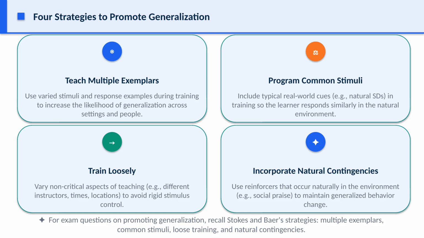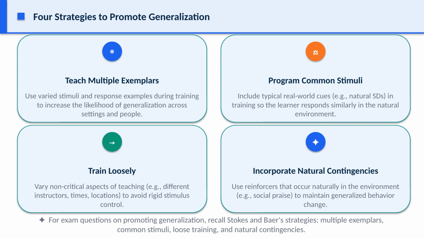To promote generalization, BCBAs must go beyond simply teaching a skill in one context. The slide outlines 4 key strategies you'll likely see on the exam. First, teaching multiple exemplars means exposing the learner to varied stimuli and response examples during training. This helps ensure the behavior occurs with different people, settings, or materials. Next, programming common stimuli involves embedding natural cues from the real environment into training, so those same cues trigger the behavior outside the session. Training loosely means varying non-critical aspects like the instructor, time, or location, which prevents the learner from only responding under rigid conditions.